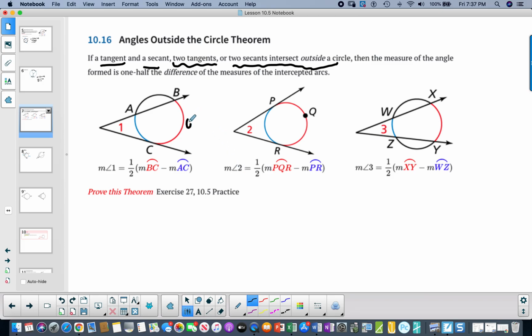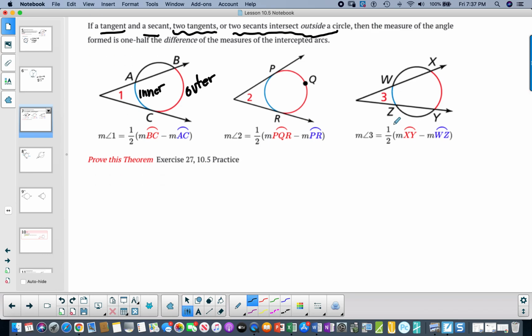So we have this outer arc, and we have this inner arc closer to the vertex of the angle. And so the measure of angle 1 is equal to 1/2 the outer arc minus the inner arc. And the same thing happens for this angle that's formed by two tangents and this angle that's formed by two secants.